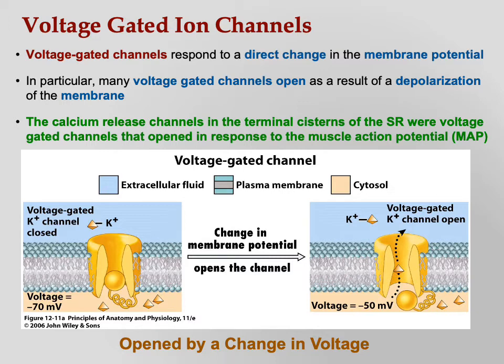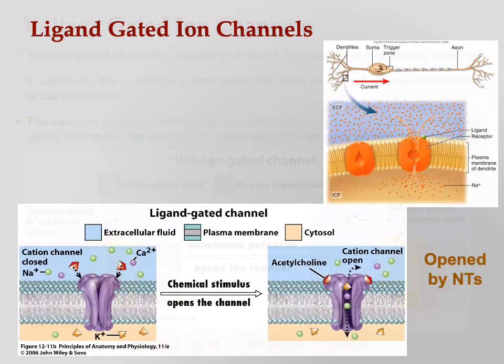Calcium release channels in the terminal cisterns of the SR, those were voltage-gated channels. The muscle action potential came down the T tubules, ran along the terminal cisterns, and opened the little garage doors and let the calcium out. So in this particular slide, it's a voltage-gated potassium channel. However, in the terminal cisterns, it was a voltage-gated calcium channel. All right? So you can have voltage-gated channels for lots of different ions.